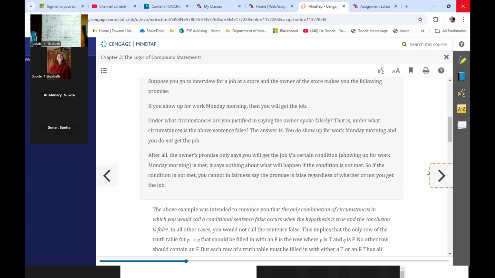So the inverse and the converse are logically equivalent, but the original and the contrapositive are also logically equivalent. But within the four groups, they are not logically equivalent. That's right. The original is not logically equivalent to its inverse. So it is technically not the same thing to say, if you show up for work Monday morning, then you'll get the job, to say that that means if you don't show up for work Monday morning, you won't get the job. But again, we comprehend it that way, even though it's not logical. Wow. I know, right?